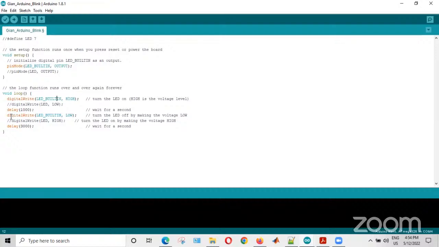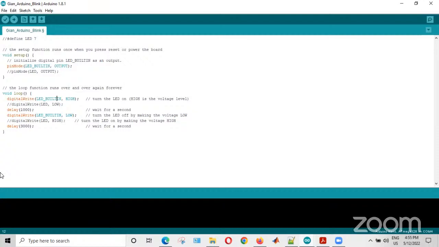Then again I am writing digitalWrite to the same pin, as LOW. Now the LED which was glowing will stop. Then I am again putting a delay of 3000 milliseconds, that is 3 seconds. And this is written in loop, therefore it will keep on doing the same continuously.